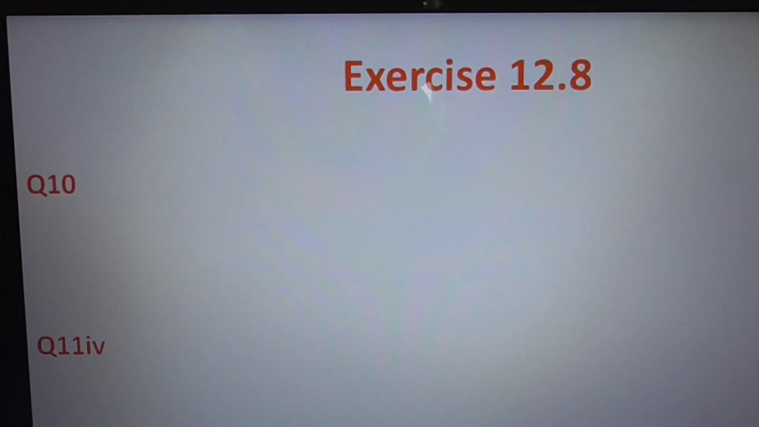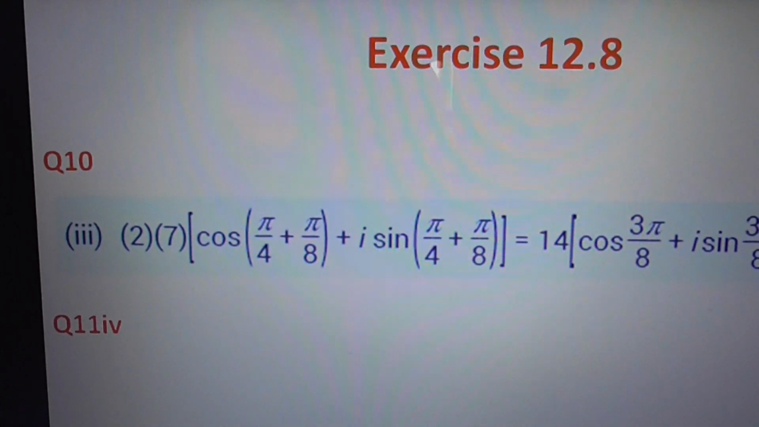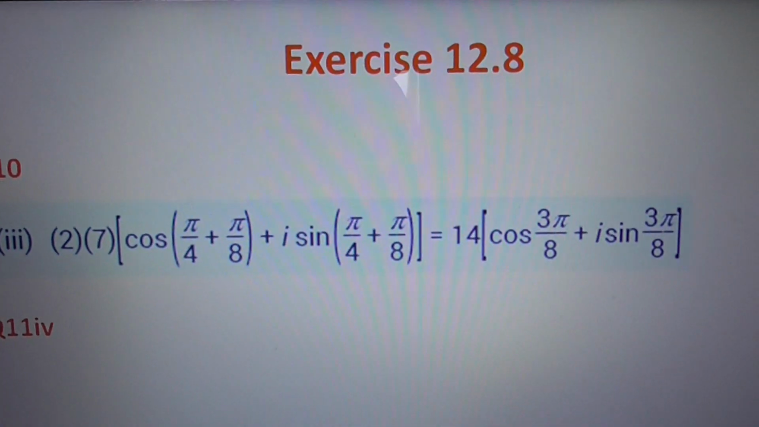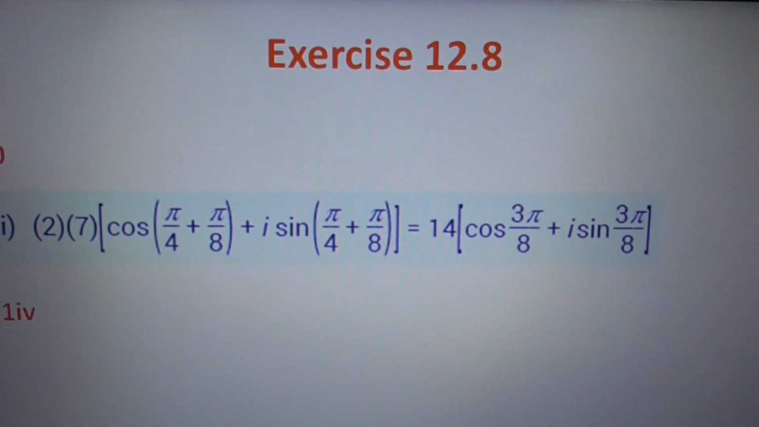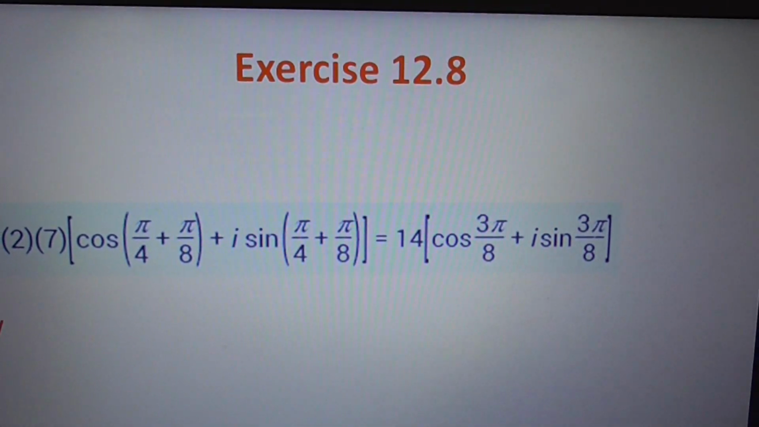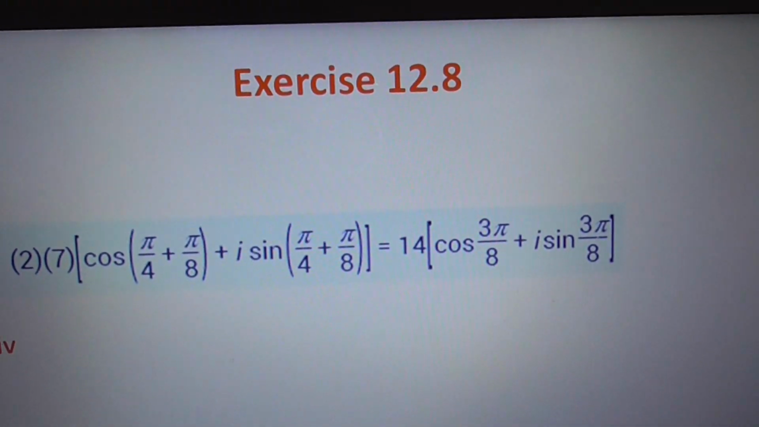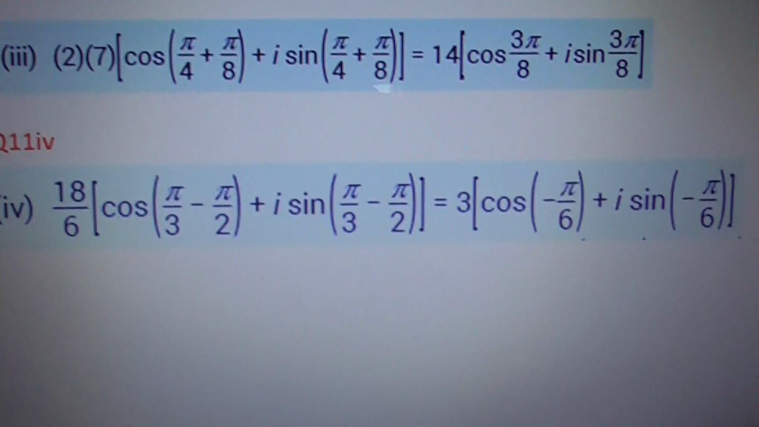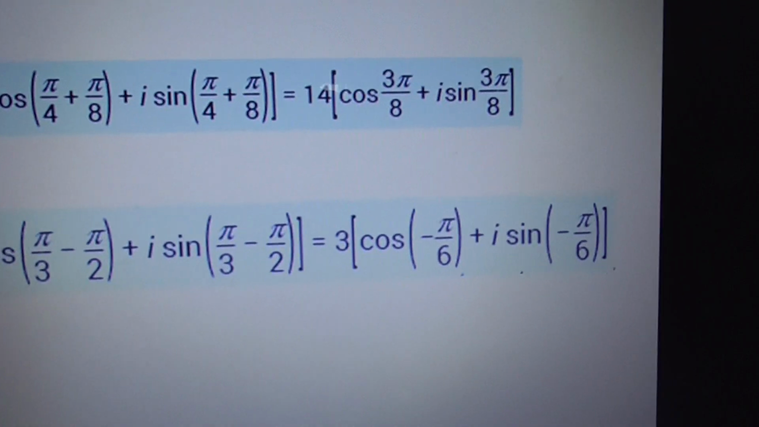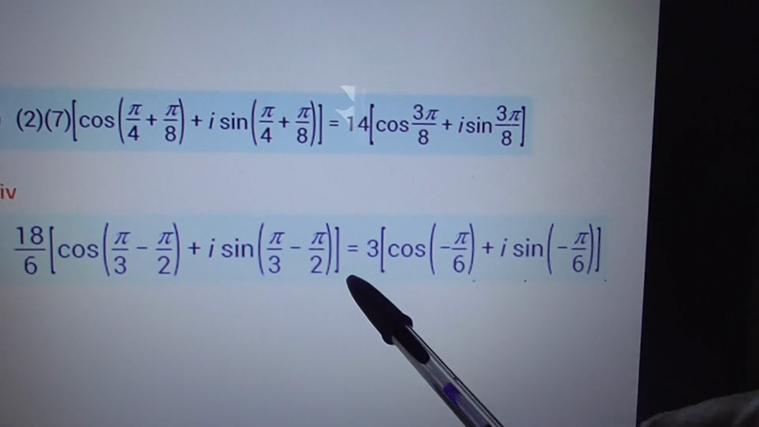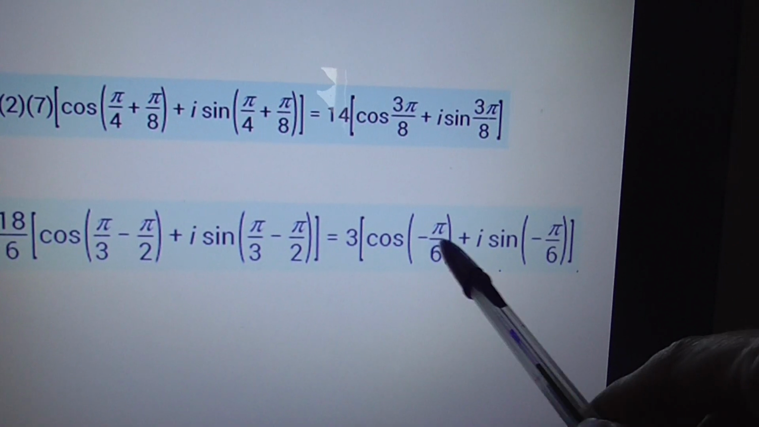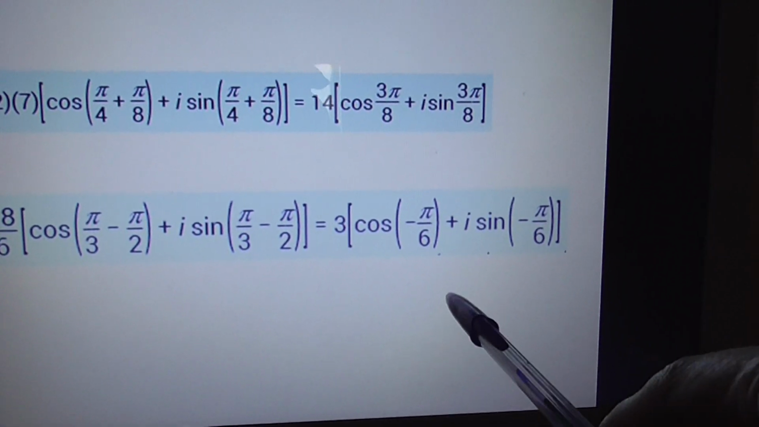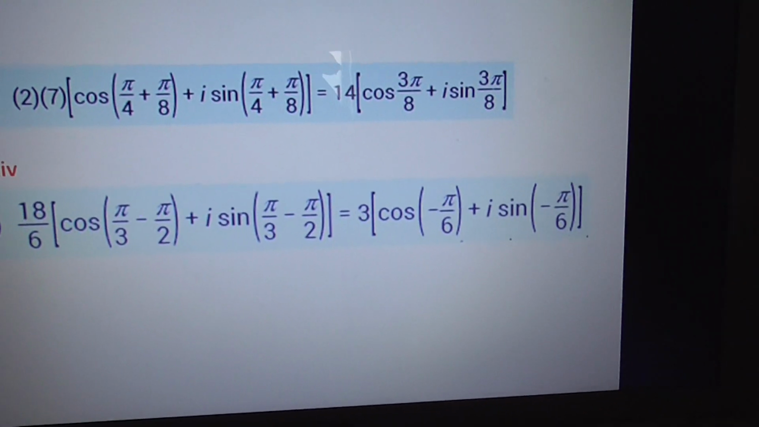Okay, so solutions there to question 10. Okay, so you're multiplying them, so multiply the two moduli and add the angles. Okay, and you were to leave it in polar form. They didn't ask you to write it in rectangular form at all. Question 11, part 4. Again, you could go one step further here, because I can say 3 times the cos of the negative angle plus i sine the negative angle could end up being written as 3 bracket, the cos of pi over 6 minus i sine pi over 6.